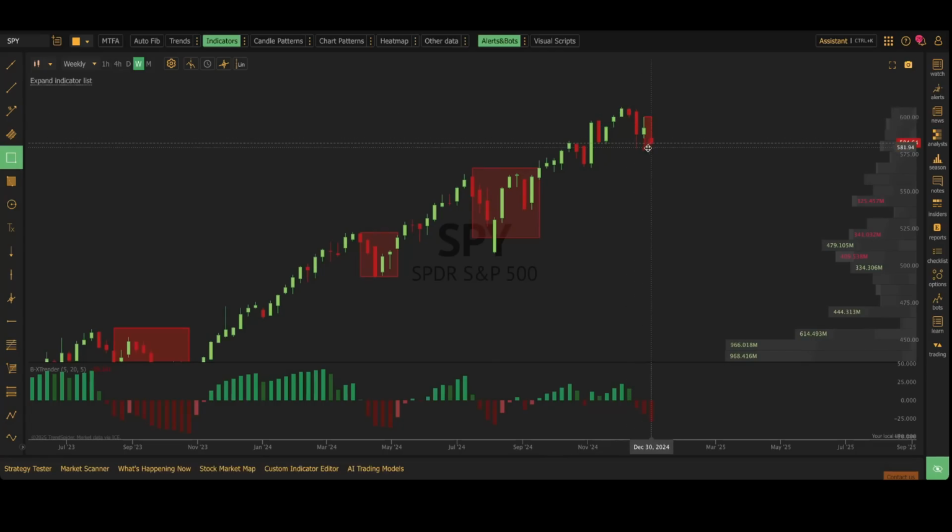This means there's a very high chance that worst case scenario, price will sell off to maybe $550, but more realistically, that we will probably consolidate between $600 and $560 before either a big breakout or a big breakdown.